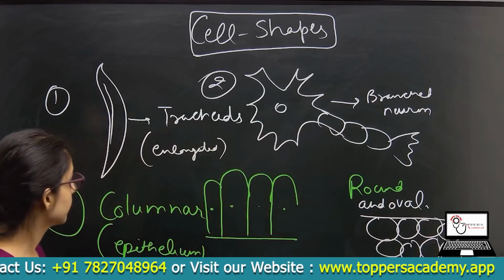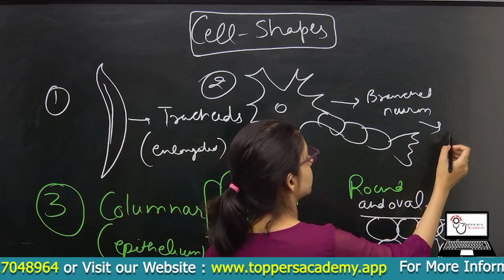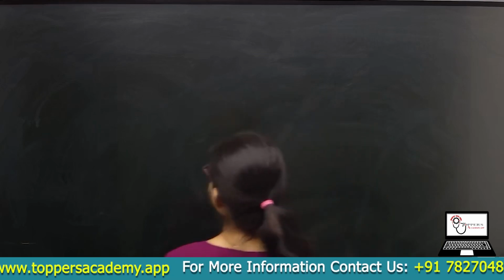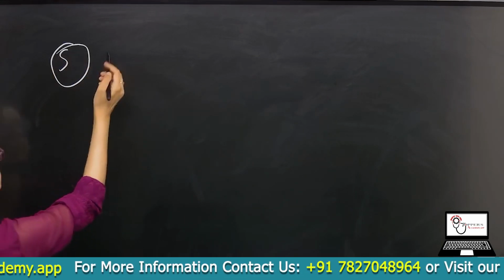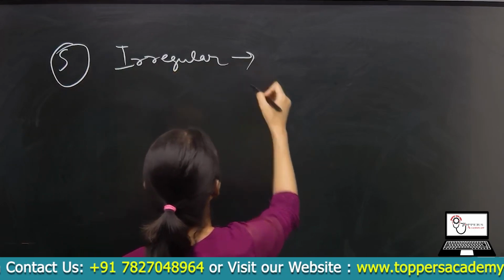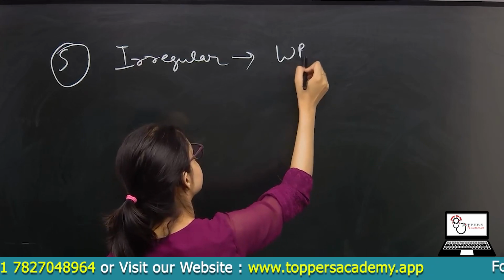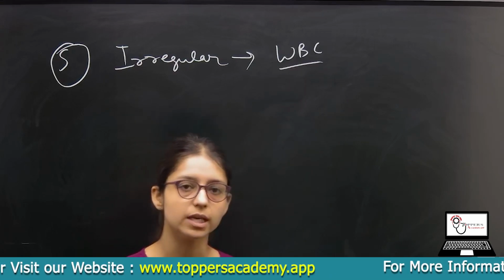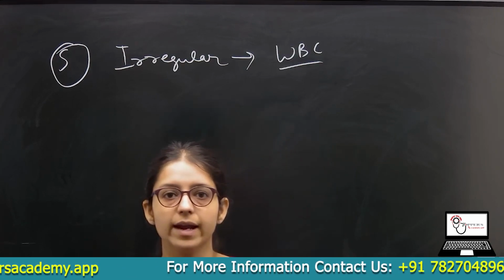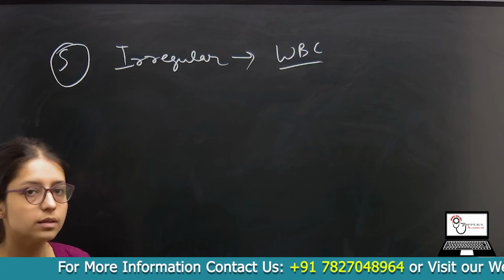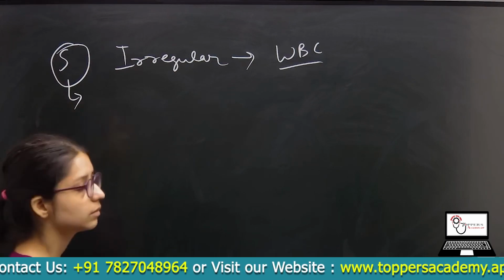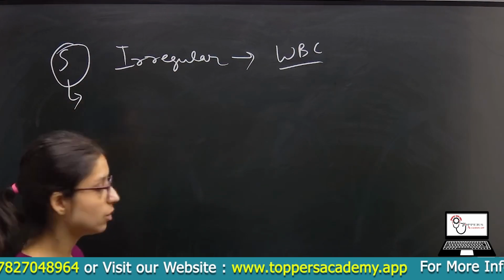Right. So the last, we have three, four, and the fifth one is the irregular. Irregular is the white blood cells. White blood cells have an irregular shape because when infection takes place in our body, they squeeze themselves and enter the walls of the arteries or veins, the blood vessels.